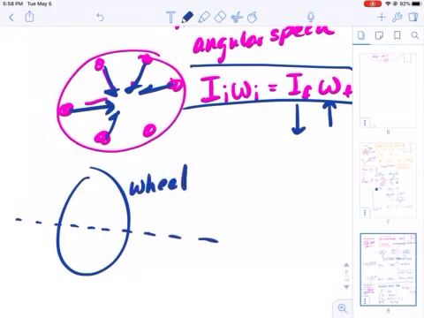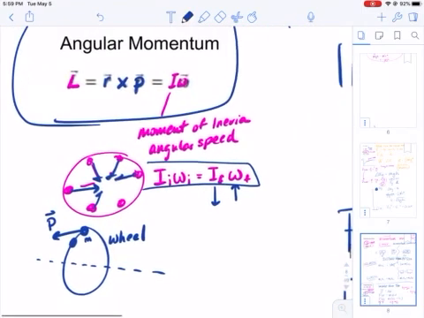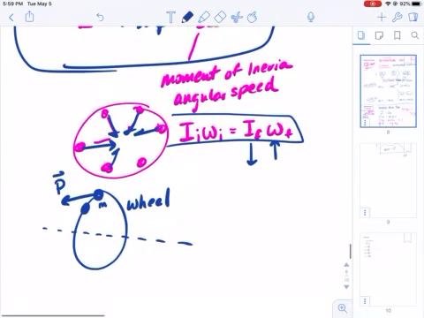And you may remember that I had a bicycle wheel in the classroom, and I would spin it and kind of hold it up like a magic trick. And it was because this angular momentum was actually along the z-axis, along the axis of the wheel itself.